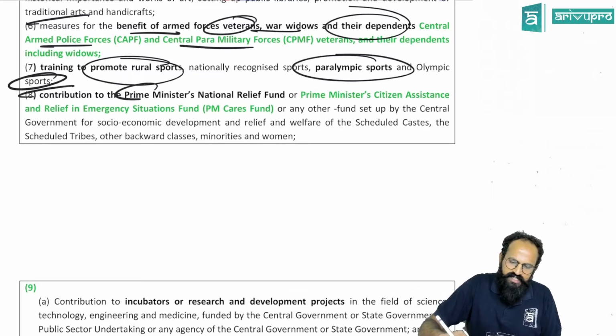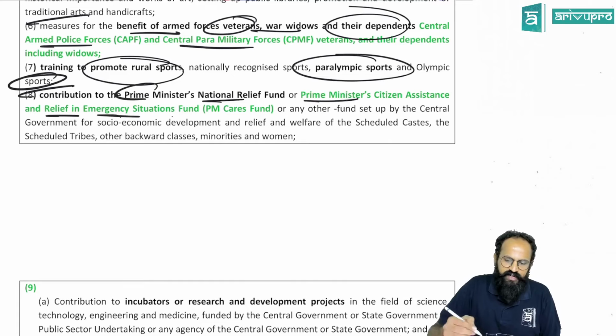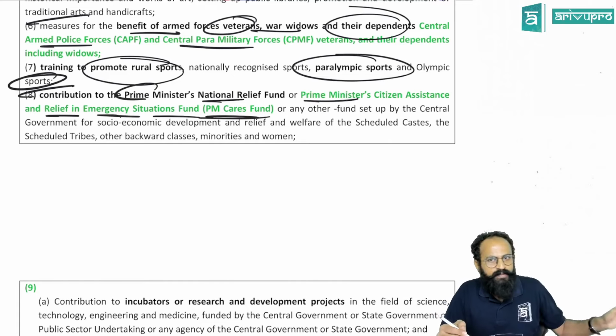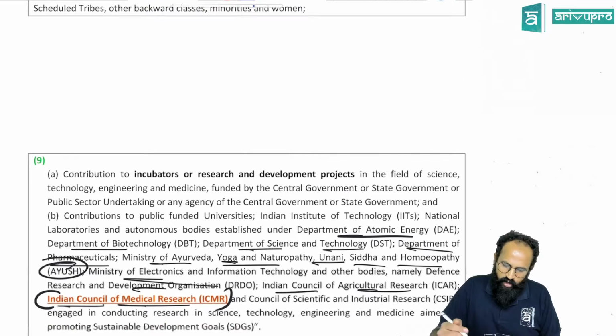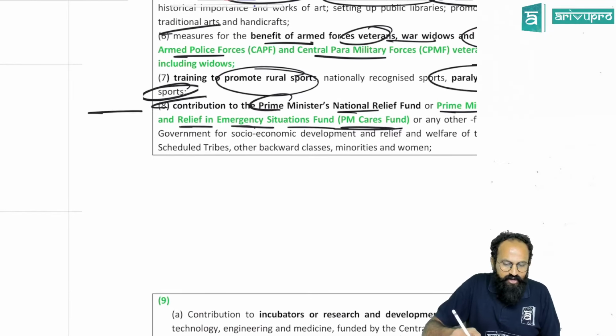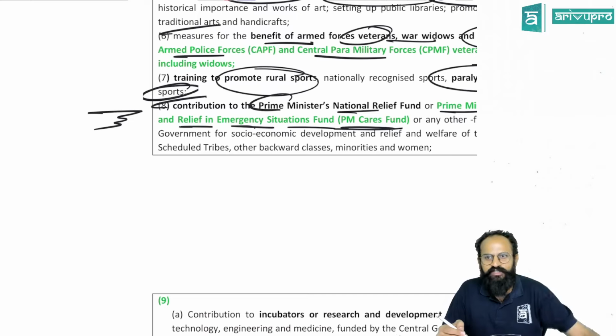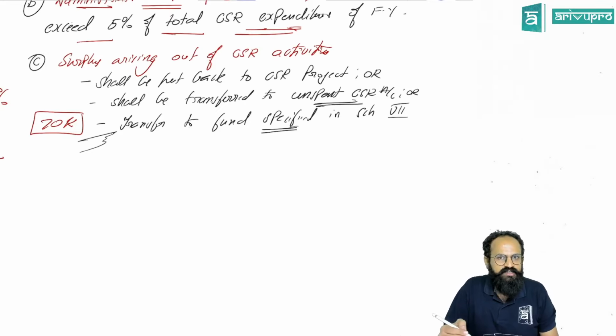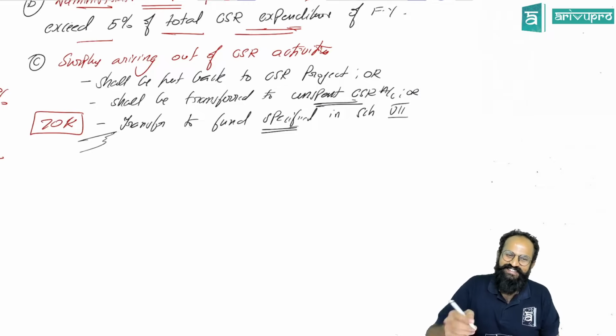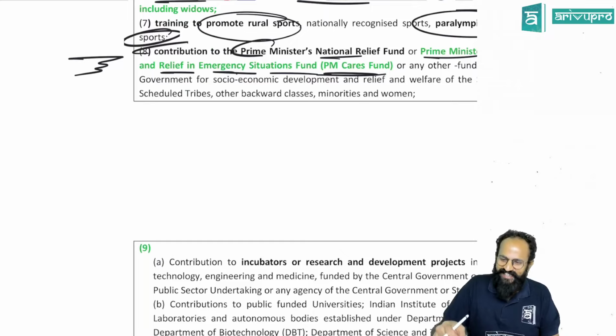Contribution to Prime Minister National Relief Fund, Prime Minister Citizen Assistance Relief in Emergency Situation Fund. That is nothing but PM Cares. It became very popular during COVID-19, right? PM Cares. Your Paytm, PhonePe, everywhere you could have done it. You can do it to all. So people remember, these funds are there, no? If you cannot spend money, throughout the chapter they will tell you, if you cannot spend, give it to me, I will spend. That is what even here also you saw. See here. Transfer to funds specified in Schedule 7. Give it to Pradhan Mantri, he will spend.